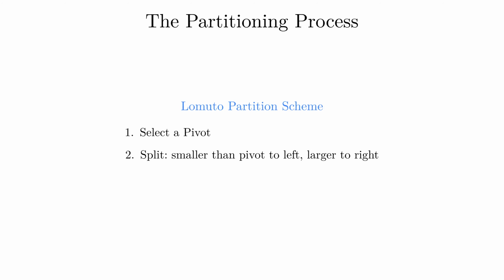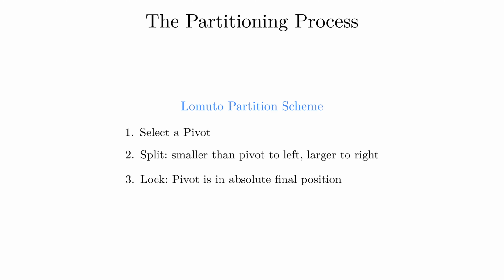Now let us learn how partitioning works. This partitioning method is known as the Lomuto partition scheme. It is a standard algorithm used in Quicksort to reorder an array around a designated pivot element. Quicksort's core operation is partitioning, and it consists of 3 steps. First, select a pivot element from the array. Second, partition the array so everything smaller than the pivot moves left and everything larger moves right.